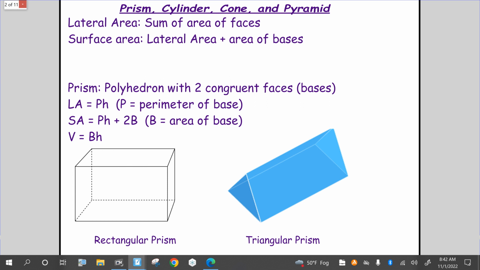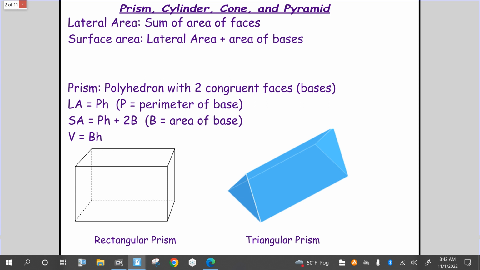When you see a triangular prism, they need to be congruent faces. So the only things that are congruent are the two triangles, because connected between them are three rectangles, right? So the triangles are the bases. So lateral area, the formula for it is the perimeter of the base times the height.